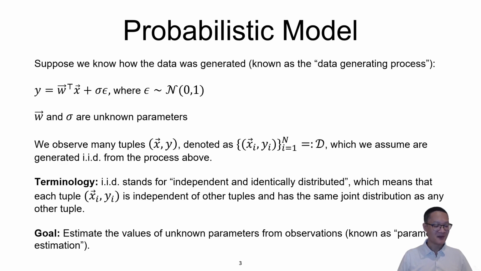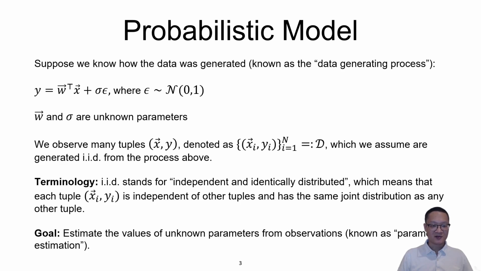Model to generate data: y equals w transpose x plus sigma epsilon. Epsilon is just a Gaussian variable with mean of 0 and variance of 1. And then w, as usual, is our unknown parameter. And sigma, which is the amount of noise, is also unknown. Of course, in general, we wouldn't necessarily know how the data was generated, but we can always construct models of how we think the data was generated. And then given the model that we picked, we can find the best parameters for that model.